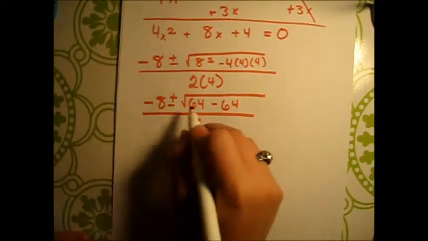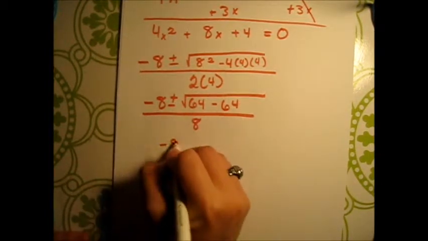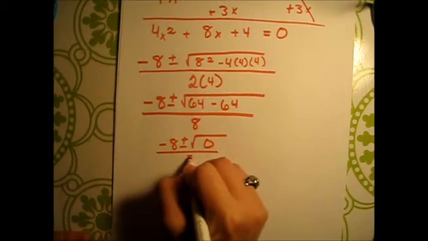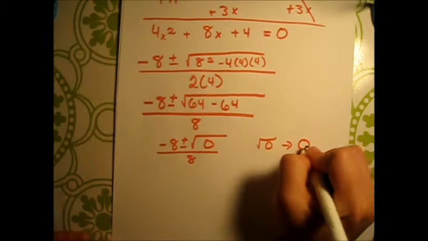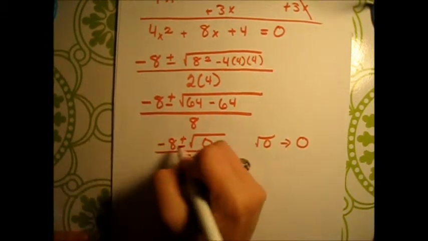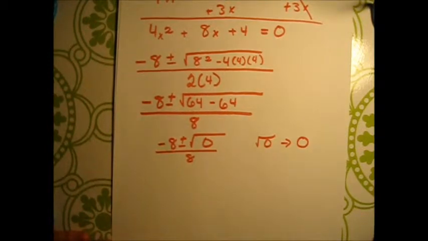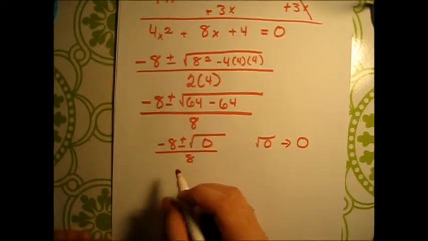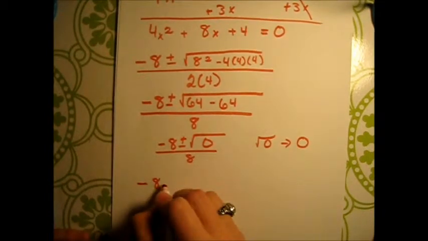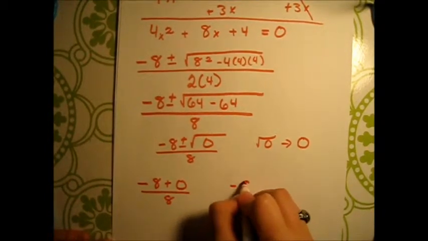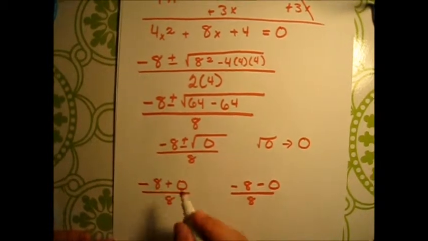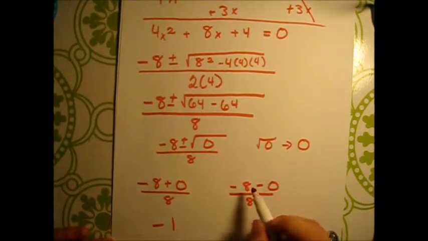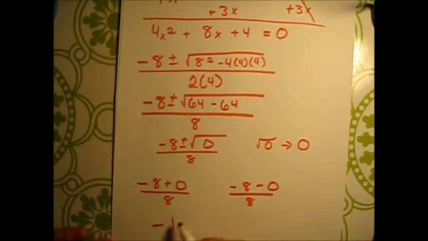So we end up with 64 minus 64 is 0. So negative 8 plus or minus the square root of 0 all over 8. And just to keep it consistent, the square root of 0 is 0. Now, we're going to split up this plus or minus into 2 so that we get 2 zeros, or 2 solutions, whichever way you refer to it as. Get negative 8 plus 0 over 8, and negative 8 minus 0 over 8. Coming over here, negative 8 plus 0 is negative 8. Divided by 8, you get negative 1. Negative 8 minus 0 is negative 8 over 8. You also get negative 1. And this is your solution.